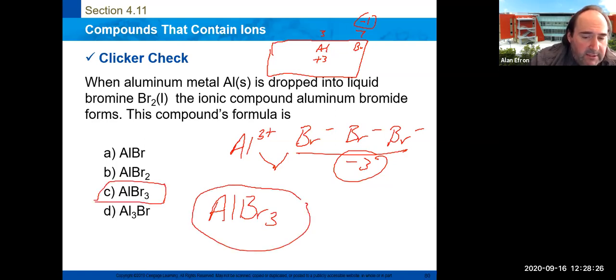And the name here, which is aluminum bromide, the idea is aluminum, again, a fixed charge, so we don't have to worry about any Roman numerals. And the bromine becomes IDE at the end of it, which is bromide.